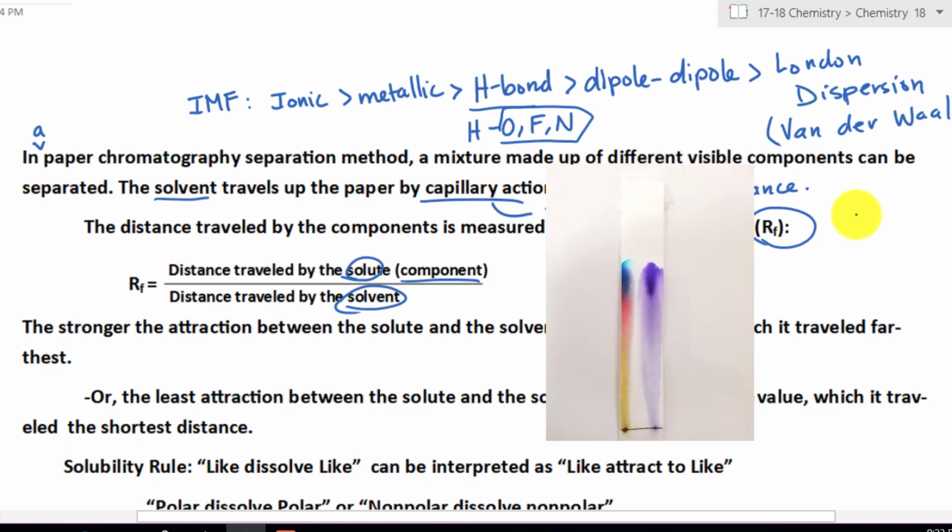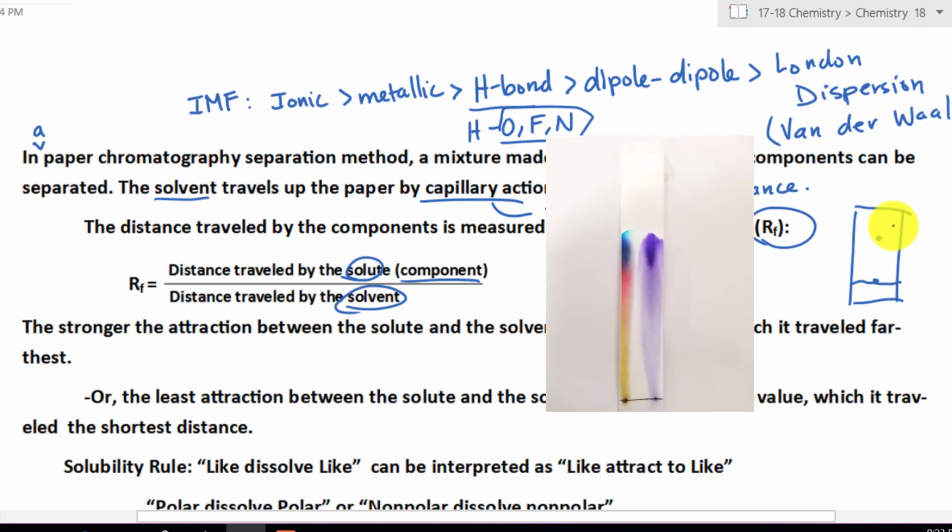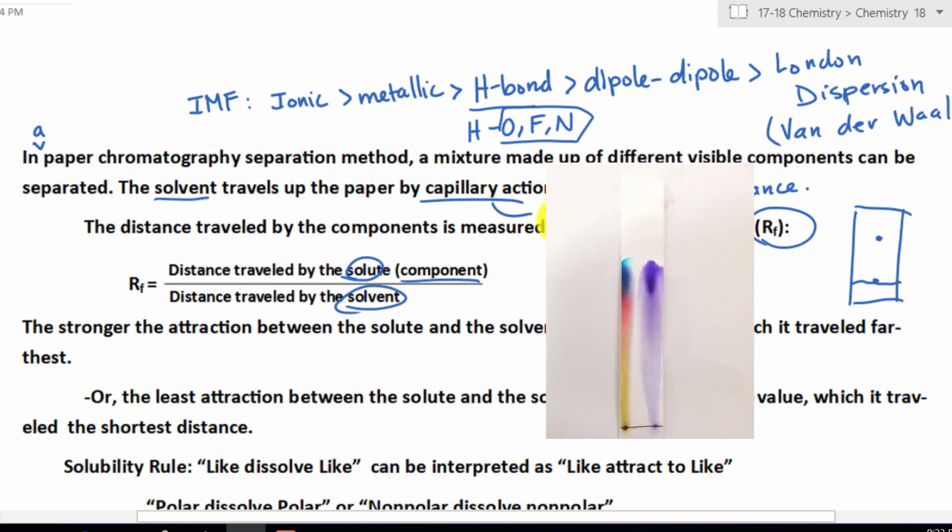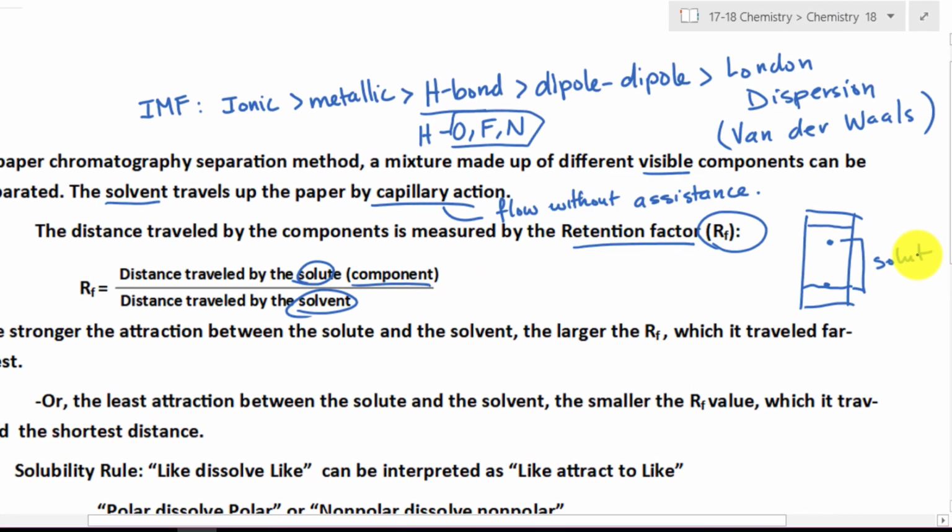If we have a paper chromatography like this, this is our line, and this is where the dot starts. It's going to travel this far, right? But how is that possible? Because the solvent travels first, it takes along this component. Here you would have your solute distance, and here you would have your solvent distance. So the solvent distance will always be higher than the solute distance.